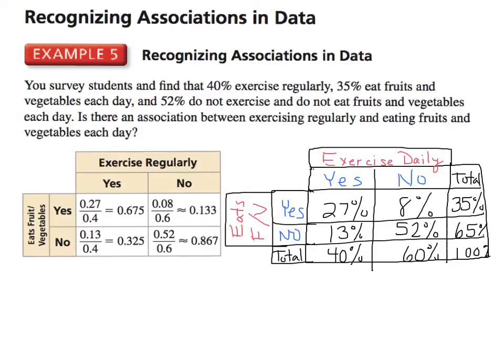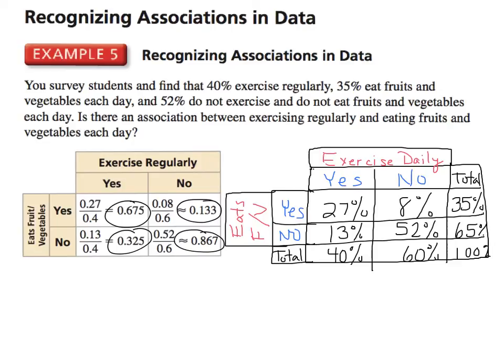So here's our chart. Now remember, what you have to do is you take each of these as a decimal and divide by the total in the column. So 27% as a decimal, 0.27, divided by 40%. 8%, 0.08, divided by 0.6, or 6/10ths. 0.13 divided by 0.4, or 4/10ths, and so on. And you will get these numbers right here.